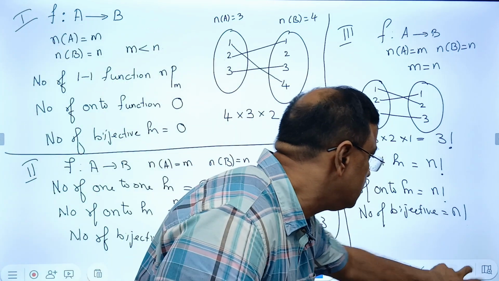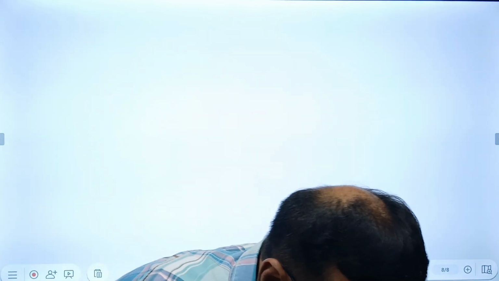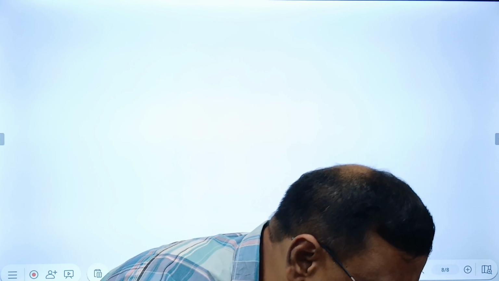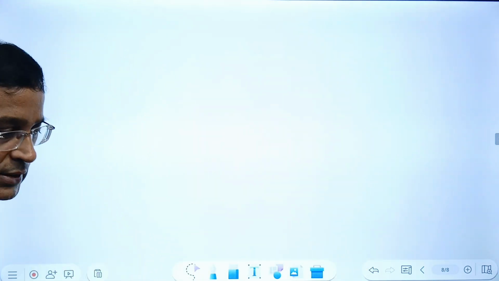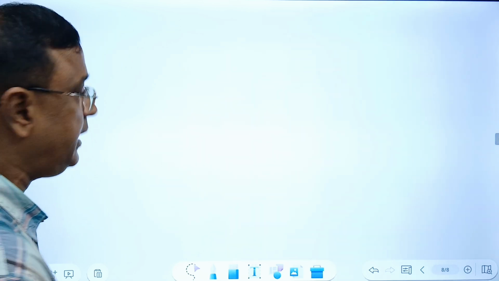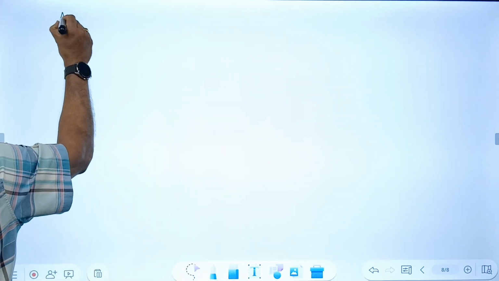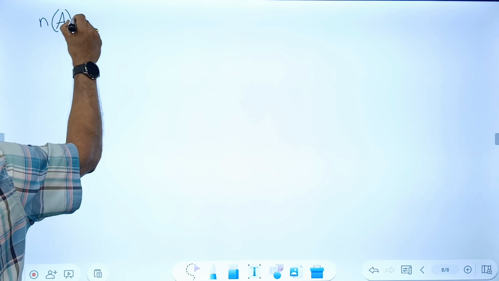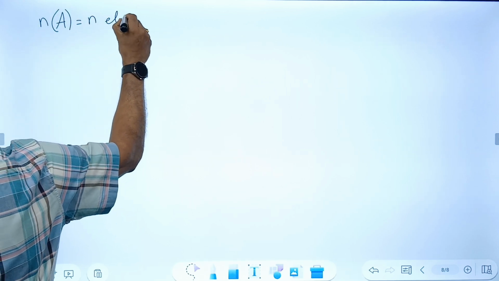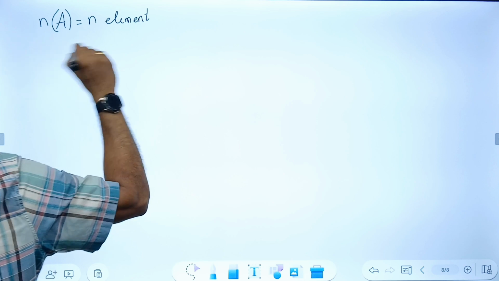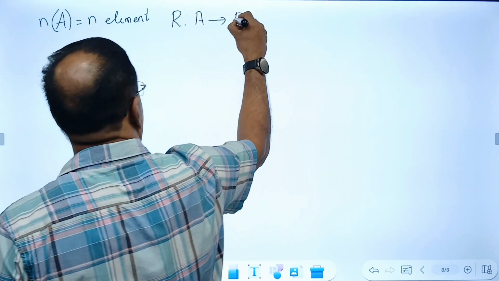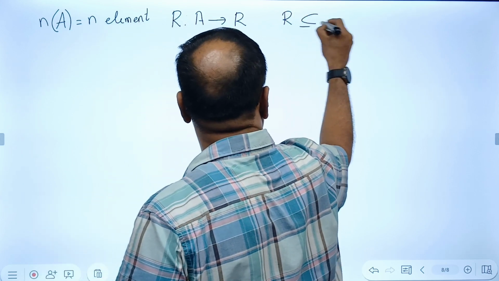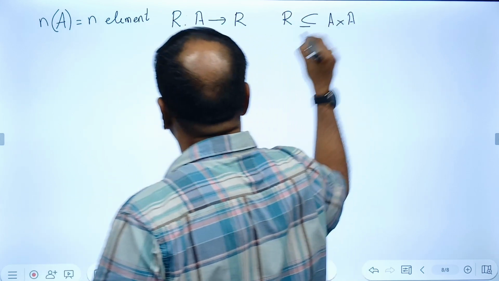Now the last part is I want to find how many reflexive, symmetric, and transitive relations there are. So let us take, for example, a set A which has n elements. Let R be a relation on A. If R is a relation on A, then R will be a subset of A cross A, correct? So what is A cross A?